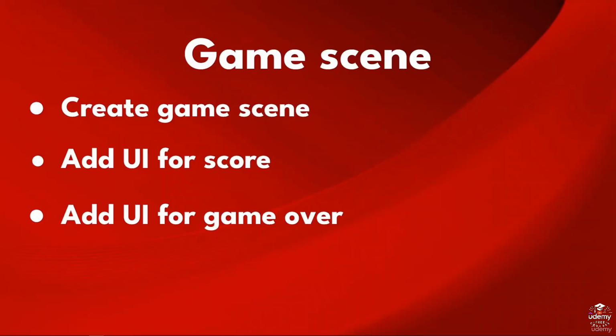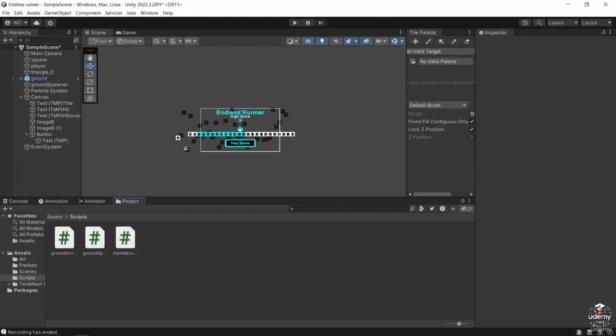All right, so in this section, we're going to create the game scene. We're going to start off by creating the scene itself. Then we're going to make sure it has the score UI and also a game over UI. Let's go ahead and jump right in. All right, let's go ahead and get started.